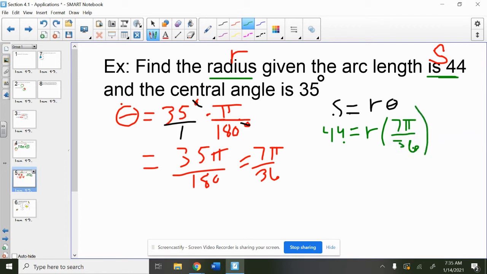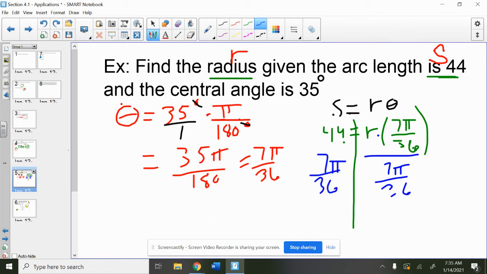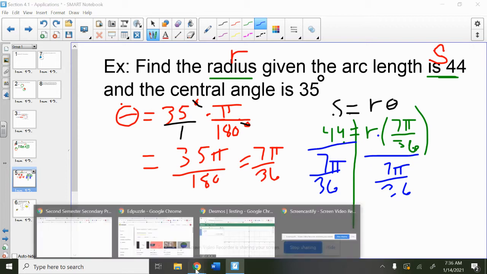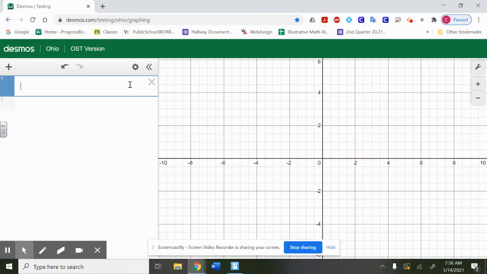In order to solve this, I need to say, okay, well, R is being multiplied by that fraction, so divide both sides by that fraction. So I need to do this whole thing there. I need to do 44 divided by 7 pi over 36. So 44 divided by, I need another division there, 7 pi and then over 36. So you kind of have to write it like that.